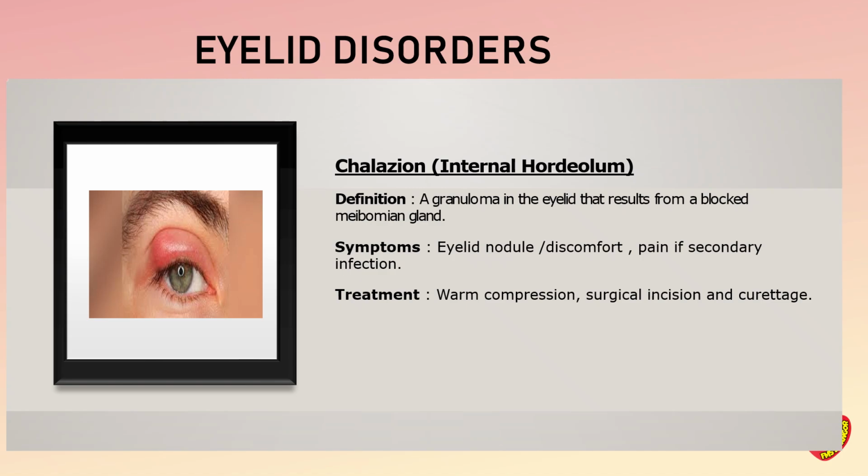Management of a chalazion depends on its severity and duration. During initial presentation, warm compression can be advised. This helps to unblock the meibomian gland by softening and draining the contents of the granuloma. In cases where the chalazion does not resolve with conservative measures, surgical incision and curettage may be required to remove the lesion.